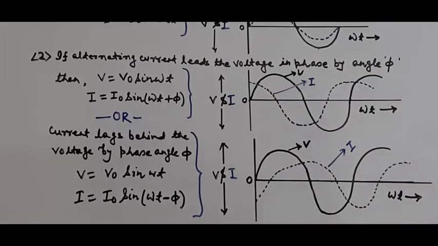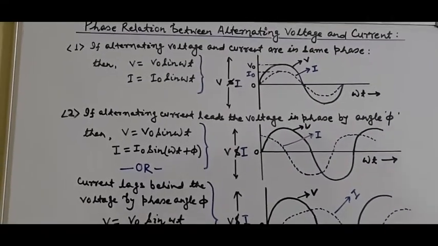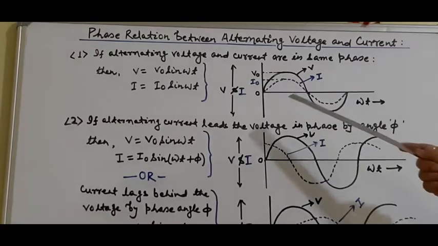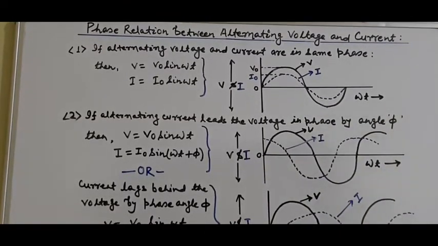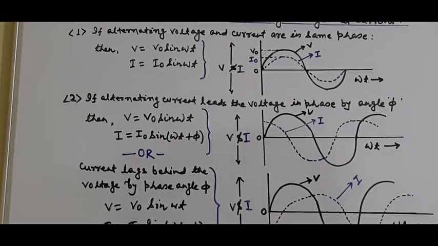So in this way we have seen two or three situations, and how you can draw the variation of voltage and current with omega t when voltage and current are in the same phase and when they are in different phases.